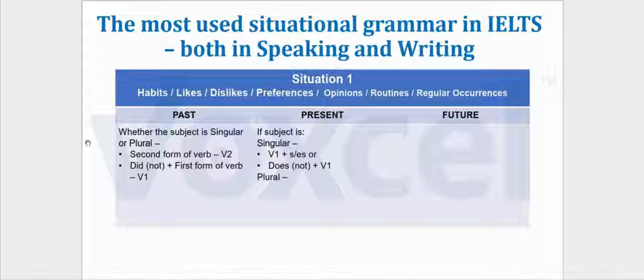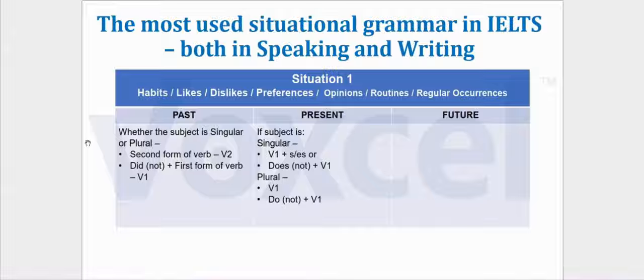And if the subject is plural, what will you use? Simply the verb's first form. And with plural we use do plus the verb's first form, obviously. Okay, I hope it is clear. When you see examples, it will be much clearer to you.